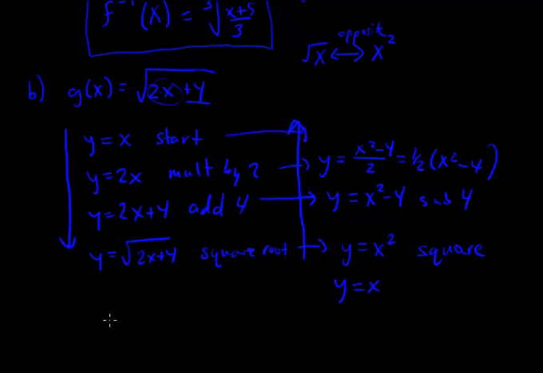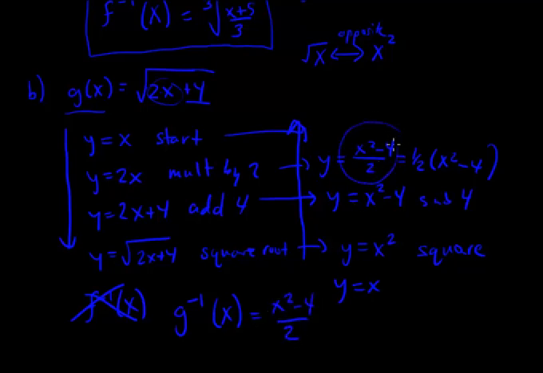Okay? So we finalize our answer. It's not going to be the inverse function of f because we look up here, it's g. So the inverse function of g is going to be x squared minus 4 over 2. Now I'm copying that just from here, but you can copy this one too. And box your answer.